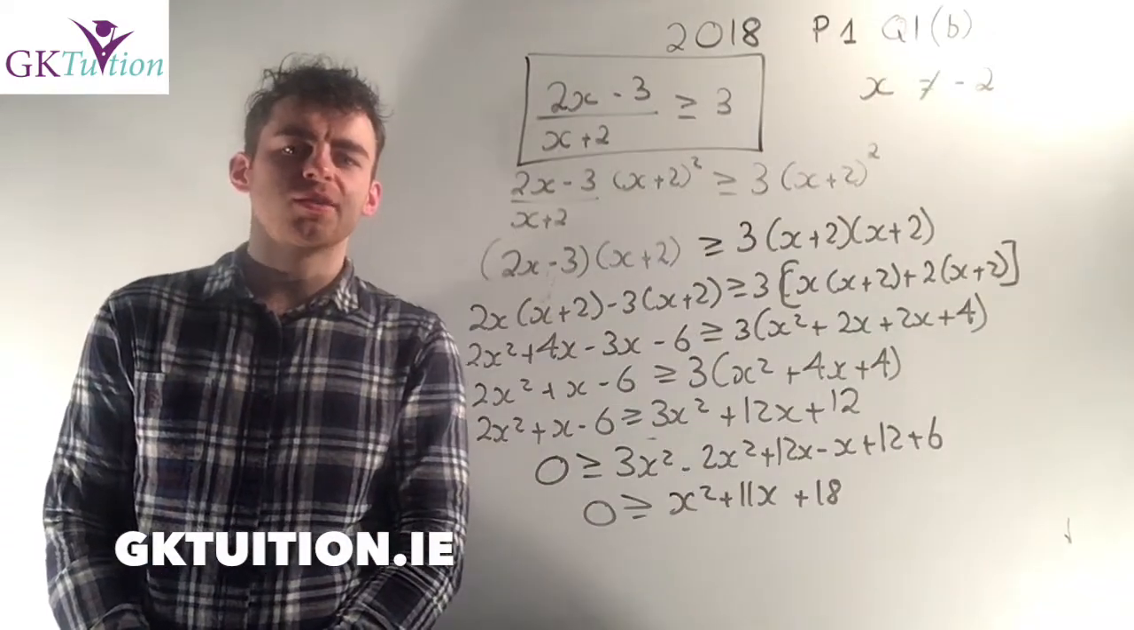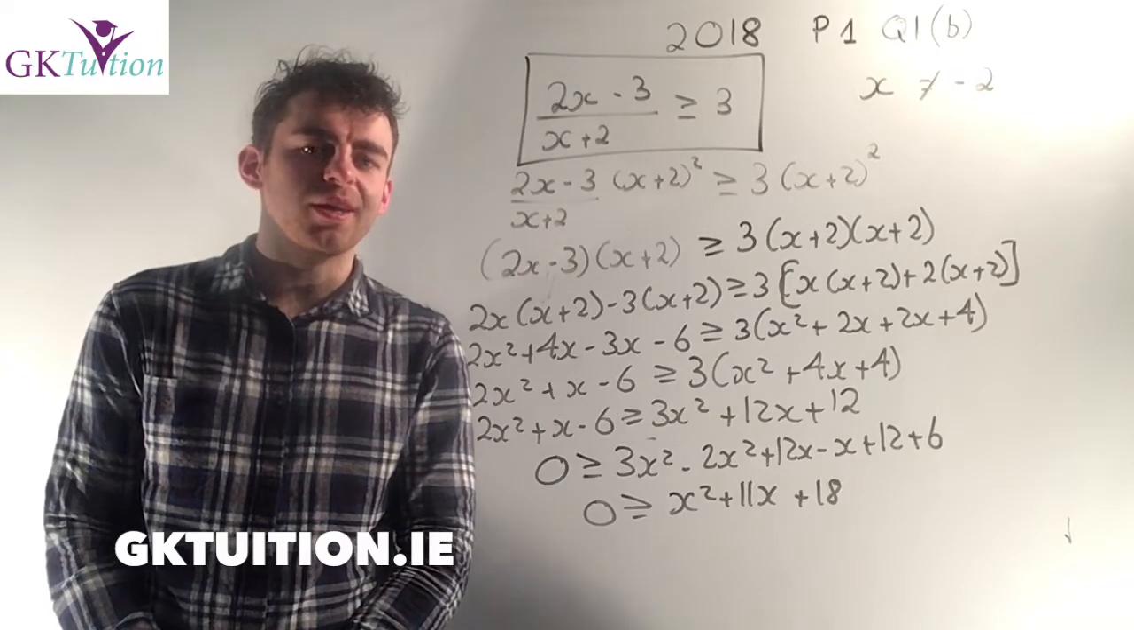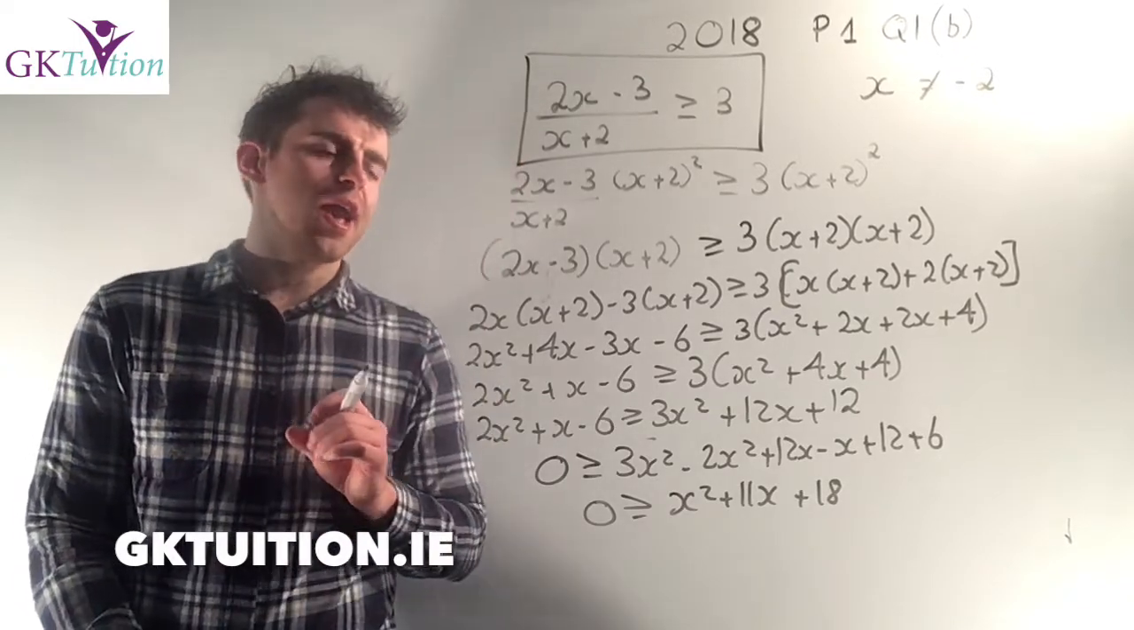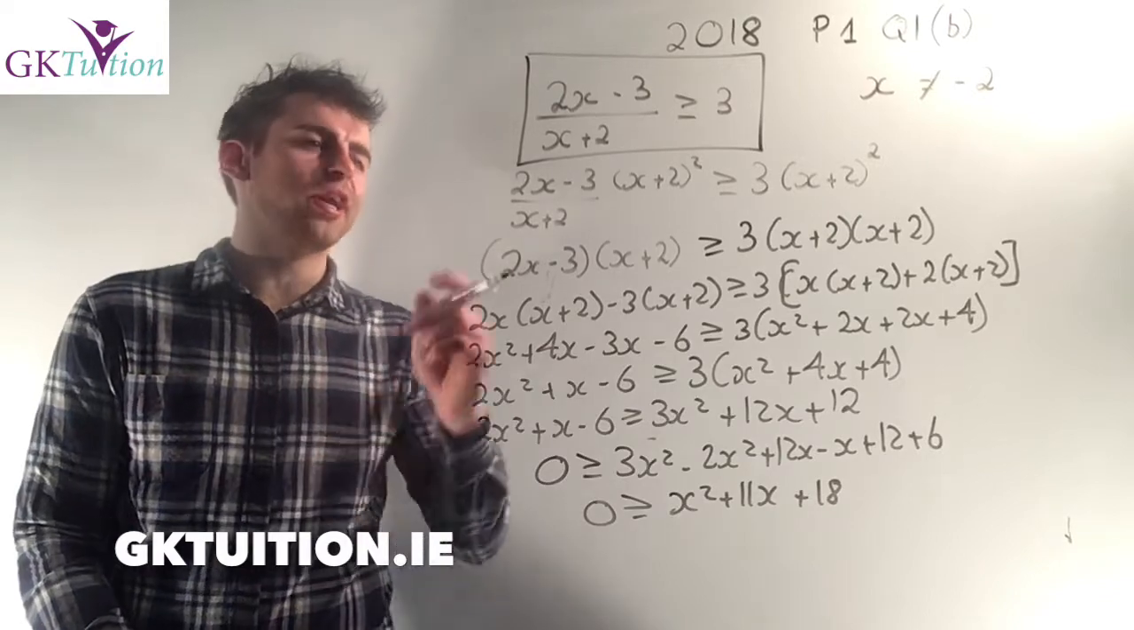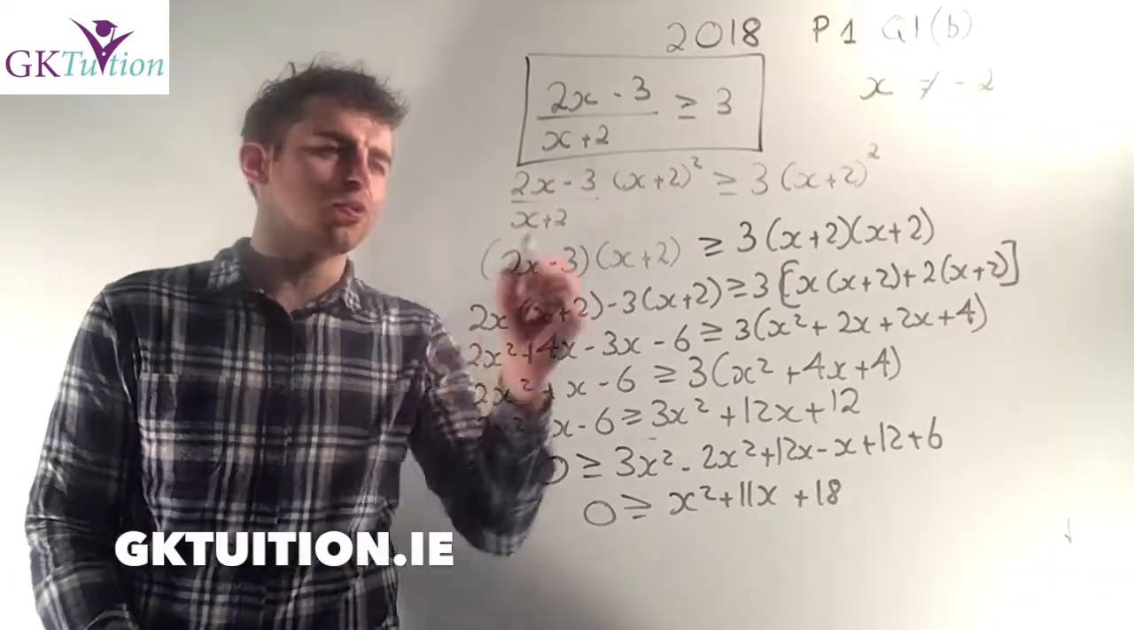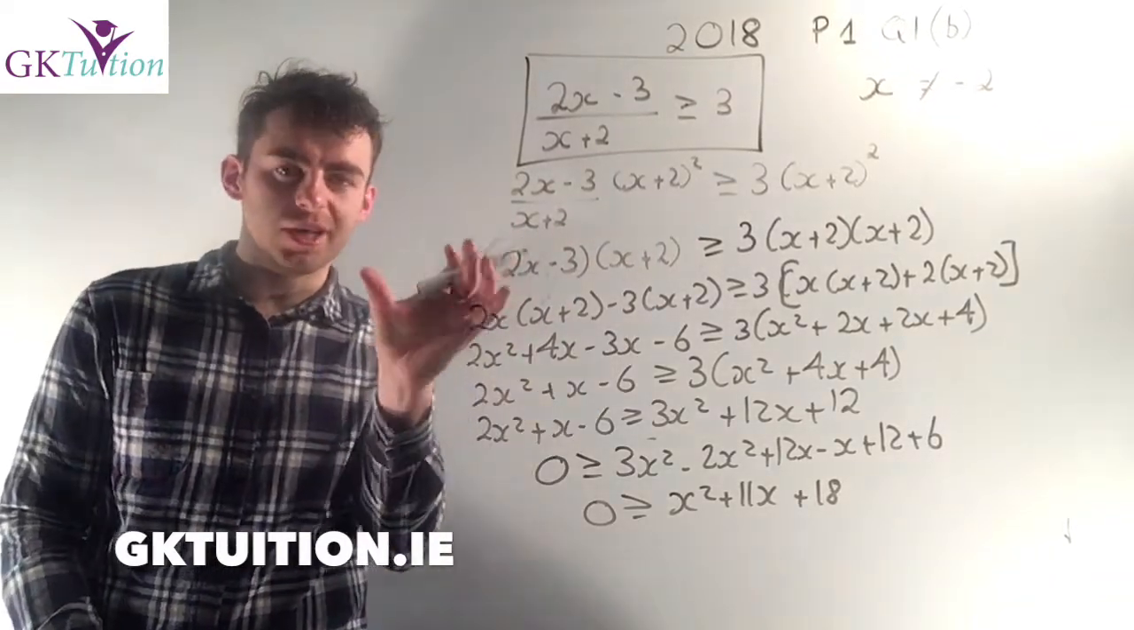In the second part of this question, we're given an algebraic inequality like so. There's a couple of things that need to jump into your head straight away. If there's an inequality in your question there, your answer is going to be an inequality.